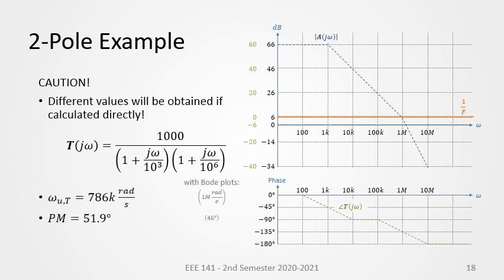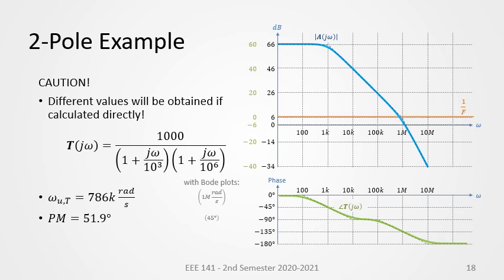And from this equation, one can solve the following values. First, the unity gain frequency of 786 kiloradians per second and phase margin of 51.9 degrees. These values are a bit off from the values obtained from the Bode plot approximations. The source of the error or difference can be seen if we plot the gain and phase response without approximation, which is shown as the solid lines on the right. Note that a pole occurs exactly at 1 megaradian per second, and thus the gain at that point is actually lower by 3 dB already.